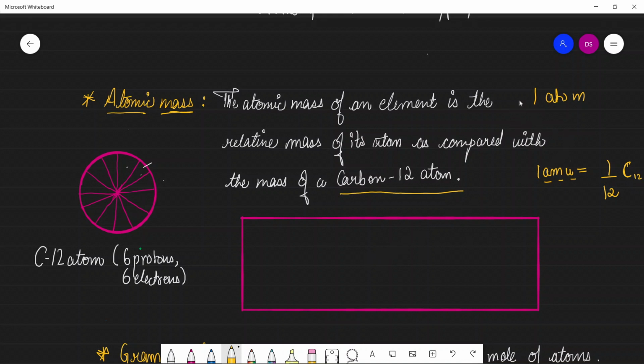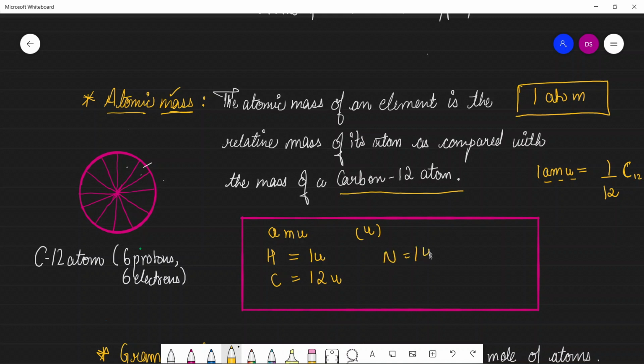So what it is basically is the mass of one atom. That is why the name atomic mass. The SI unit of this is AMU, atomic mass unit, or it can be written as U. If I am talking about the hydrogen atom, then the atomic mass of hydrogen is 1U. If I talk about carbon, the atomic mass is 12U. If I talk about nitrogen, the mass is 14U. So the unit is U. I hope this is clear. It is the mass of one particular atom.